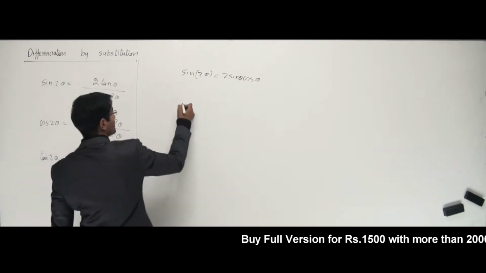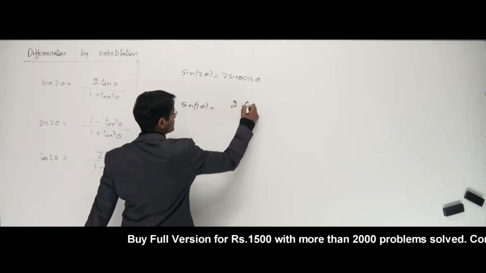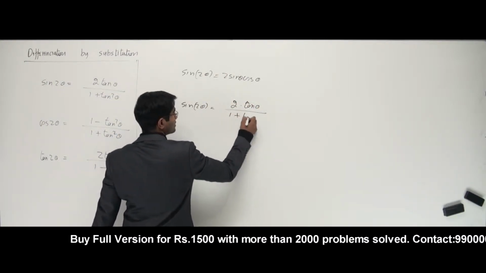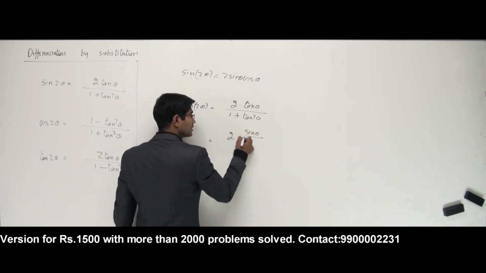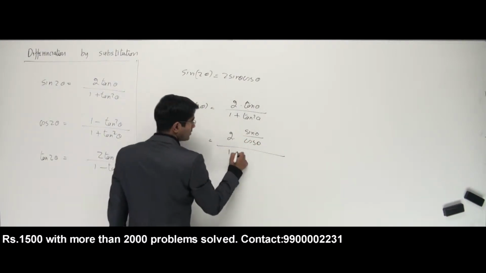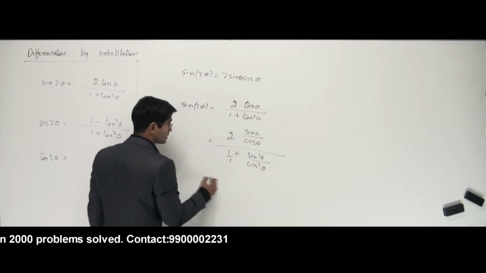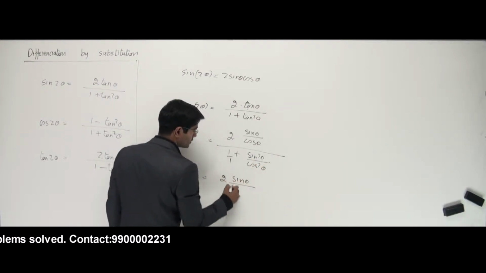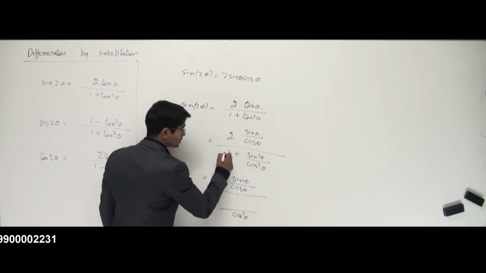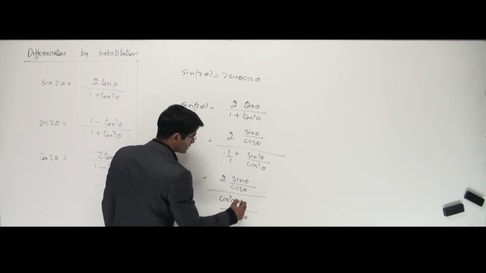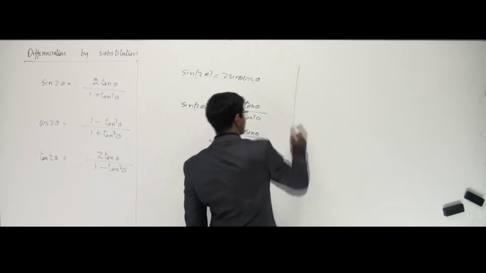Let's see. If I write sine 2 theta, is that equal to 2 tan theta by 1 plus tan square theta? Let's solve this. Tan theta can be written as sine theta divided by cos theta, and this is 1 plus sine square theta by cos square theta. Take the LCM: cos square theta plus sine square theta. What happens here? This looks like 1, correct? So I can write this as 1.